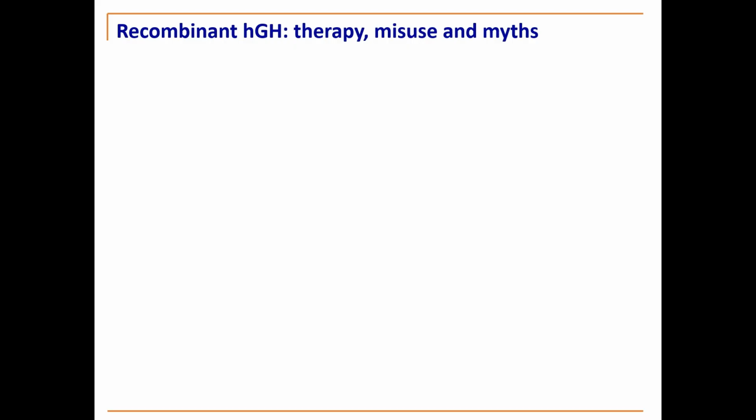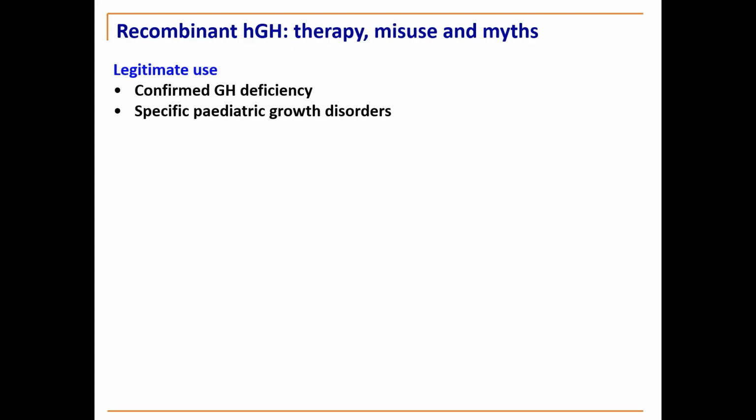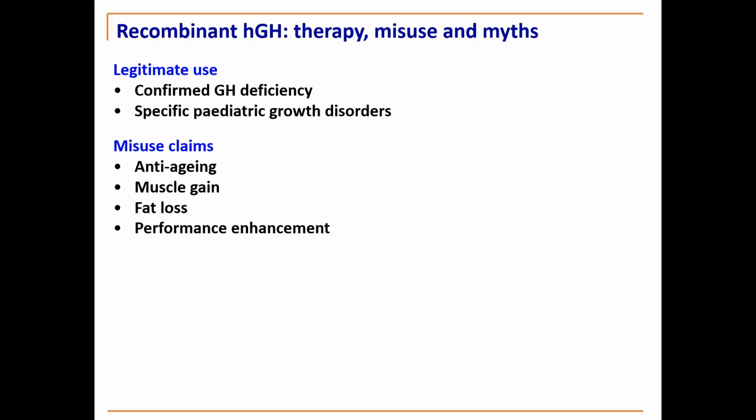So something a little bit different now. Recombinant human growth hormone is an important treatment for confirmed growth hormone deficiency. So it's used as therapy, but there is misuse and there are myths. What are its legitimate uses? Confirmed growth hormone deficiency and specific pediatric growth disorders. But there are misuse claims as well, because outside medicine, growth hormone has gained a lot of attention as an anti-aging or performance-enhancing drug.